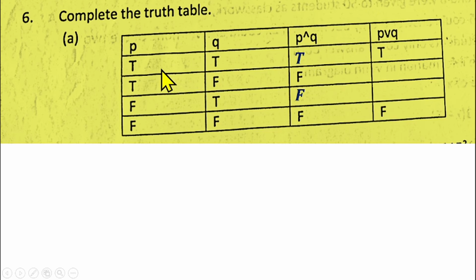So when it is true or true, you're going to get true. True or false, you're going to get true. Then false or true, you're going to get true as well. So like that, you have been able to fill in the gaps.